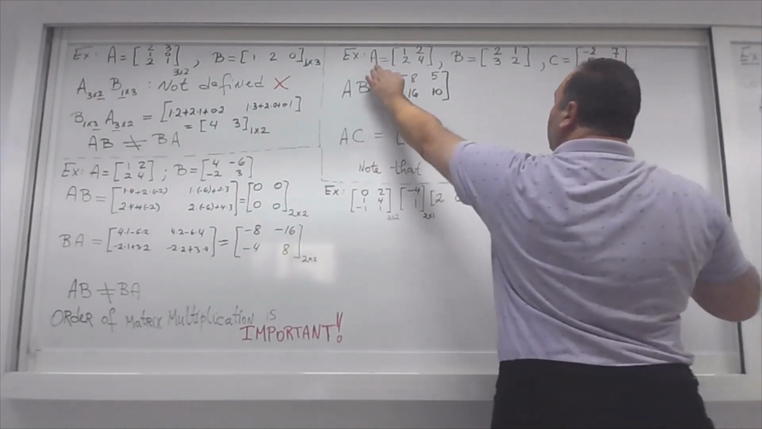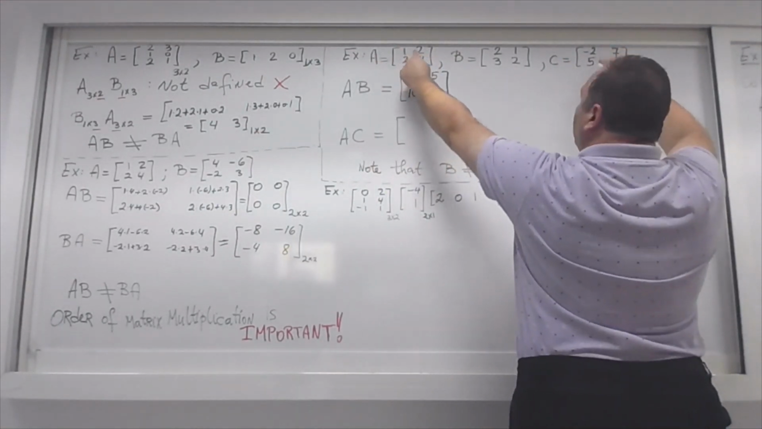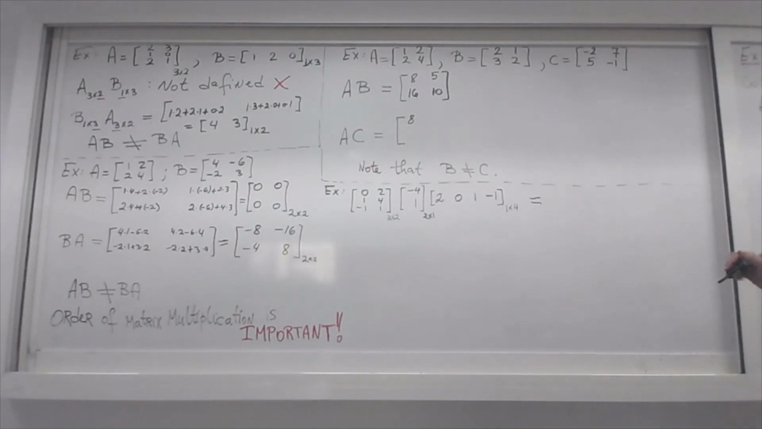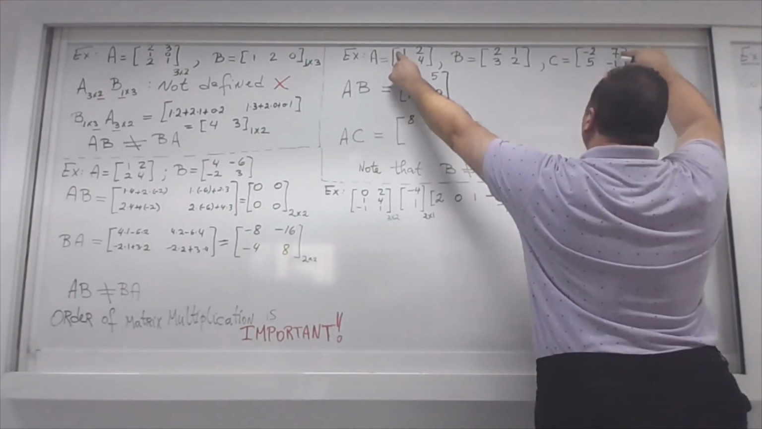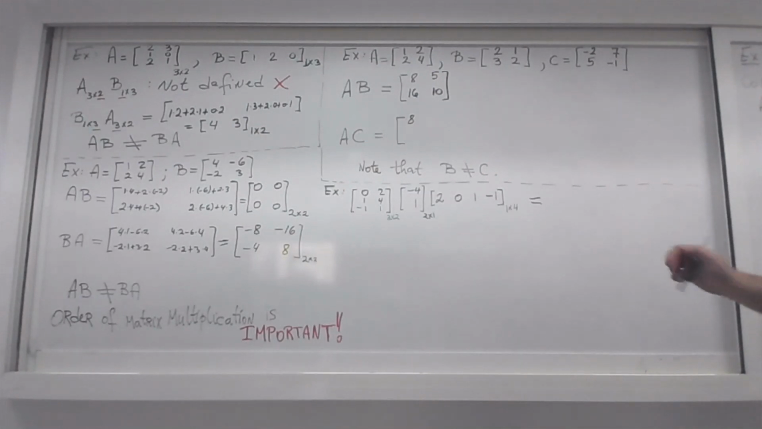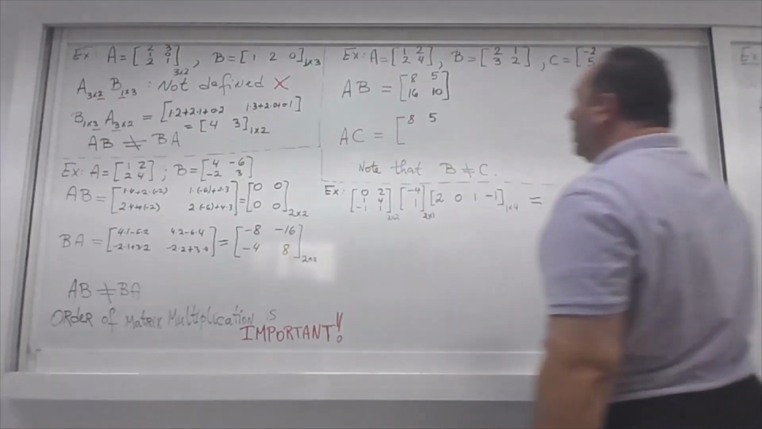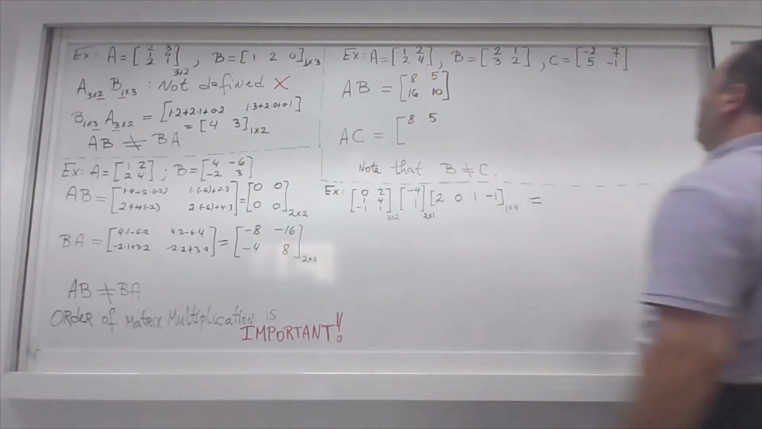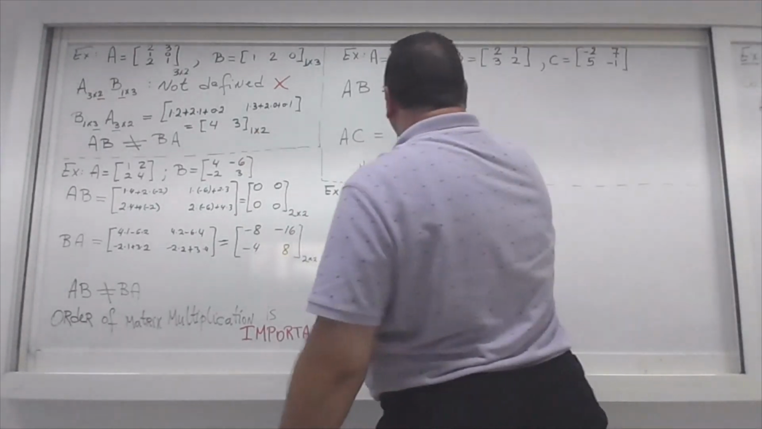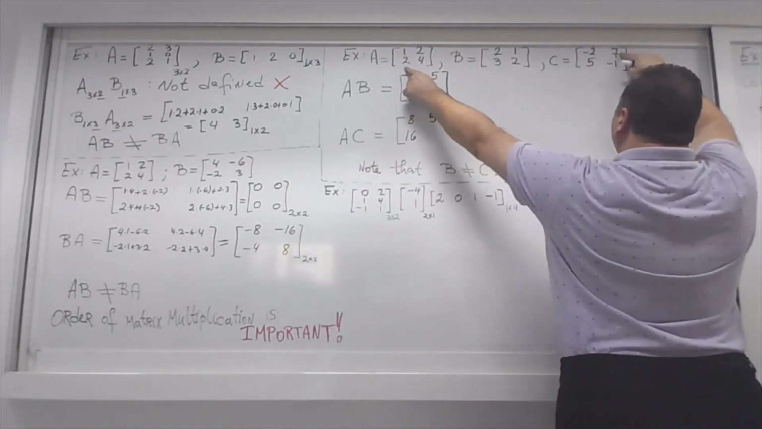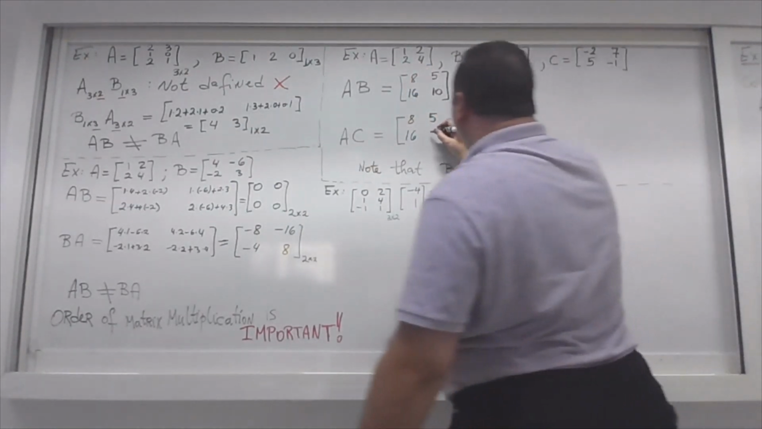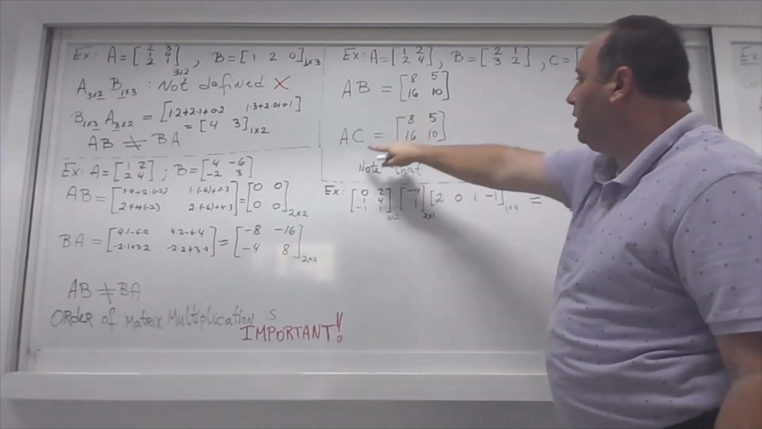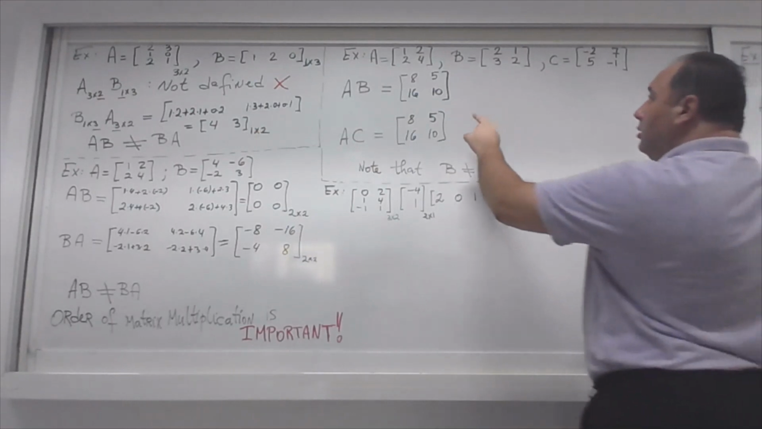AC, so first row, first column, minus 2 plus 10, 8. Then first row, second column, 7 minus 2 is 5. Second row, first column, minus 4 plus 20, so that's 16. And then 2, 14, minus 4 is 10. So we see that AB, in this case, is equal to AC. They're equal. But B and C are not equal.